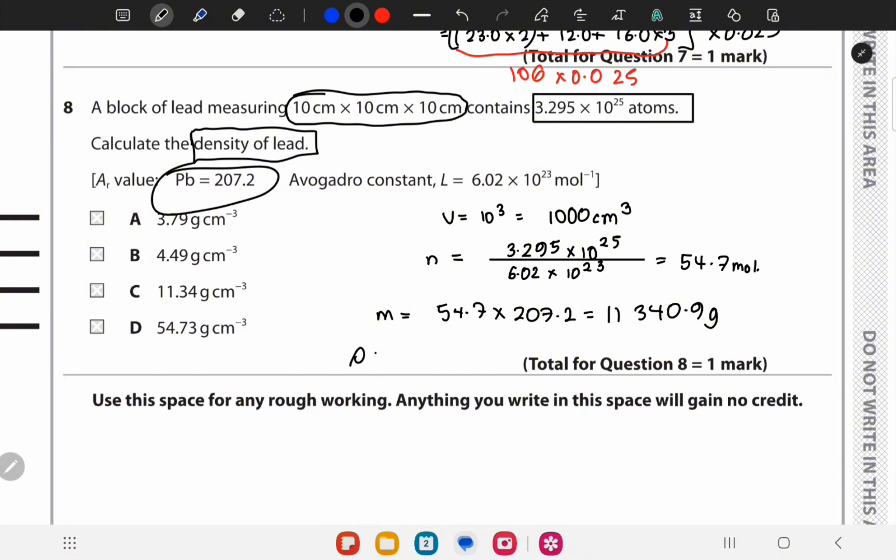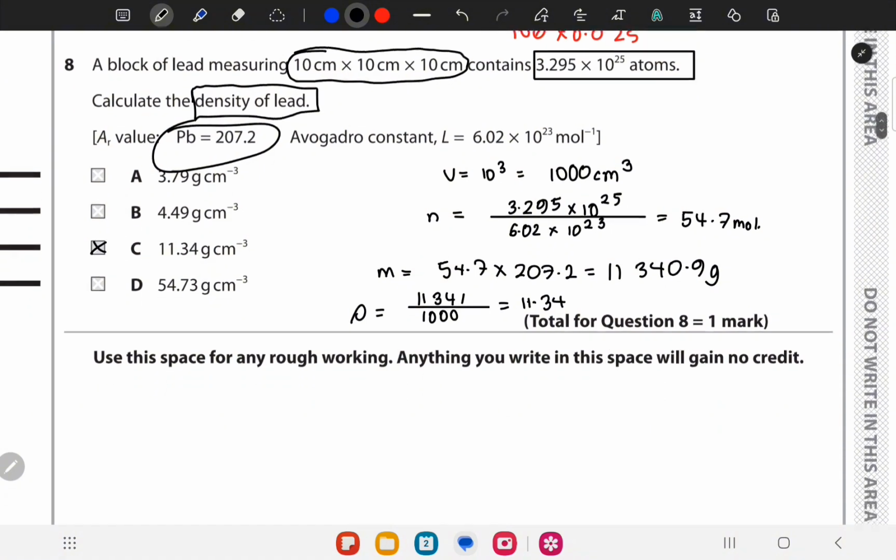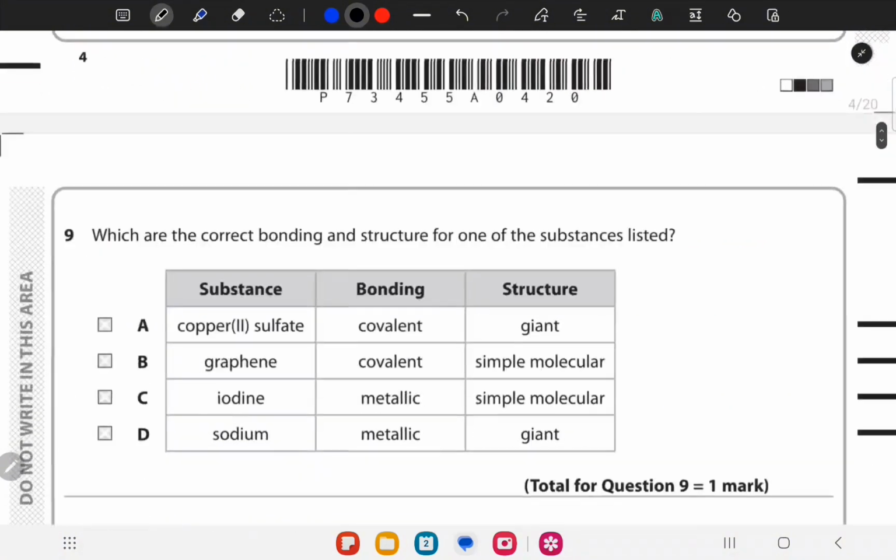So the density, we need the density in gram per cm cube. We have the mass in gram and the volume in cm cube, so we don't have to convert anything. We'll have 11,341 by 1000, so our answer will be 11.34. So C is the answer to question 8.